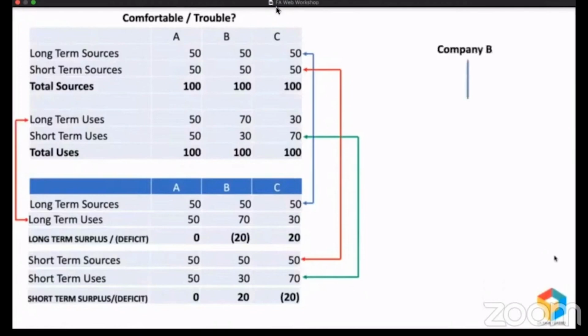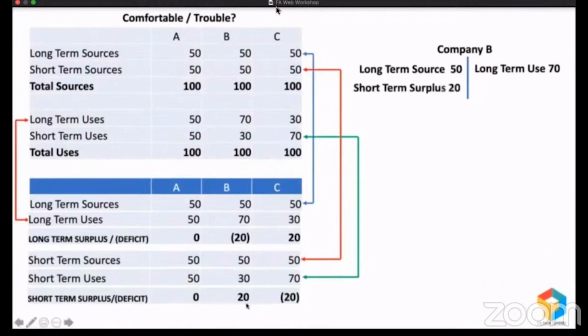Pay attention here. Company B, they raised a long-term source of 50, but they created a long-term use of 70. How is that possible? With 50, you cannot create 70. So from where did they get the remaining 20? Obviously, they got that remaining 20 from here. So with this short-term surplus of 20 plus the long-term source of 50, they got money worth 70 million, which they have used for long-term purpose. And because of this reason, we say company B is in trouble.